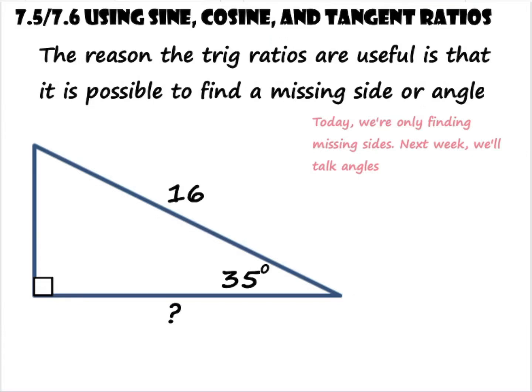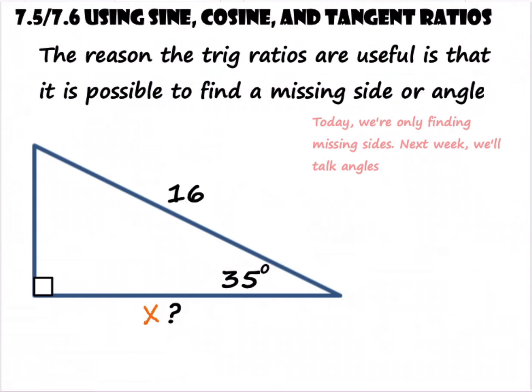Now that we know how to set up our trig ratios, it's time to learn how they're actually useful for solving problems. Since the trig ratios relate an angle and two sides, let's say you were missing one of the sides or even the angle, you would be able to use these relationships to find the missing side. So if I wanted to find this side x, figure out how long that side is.